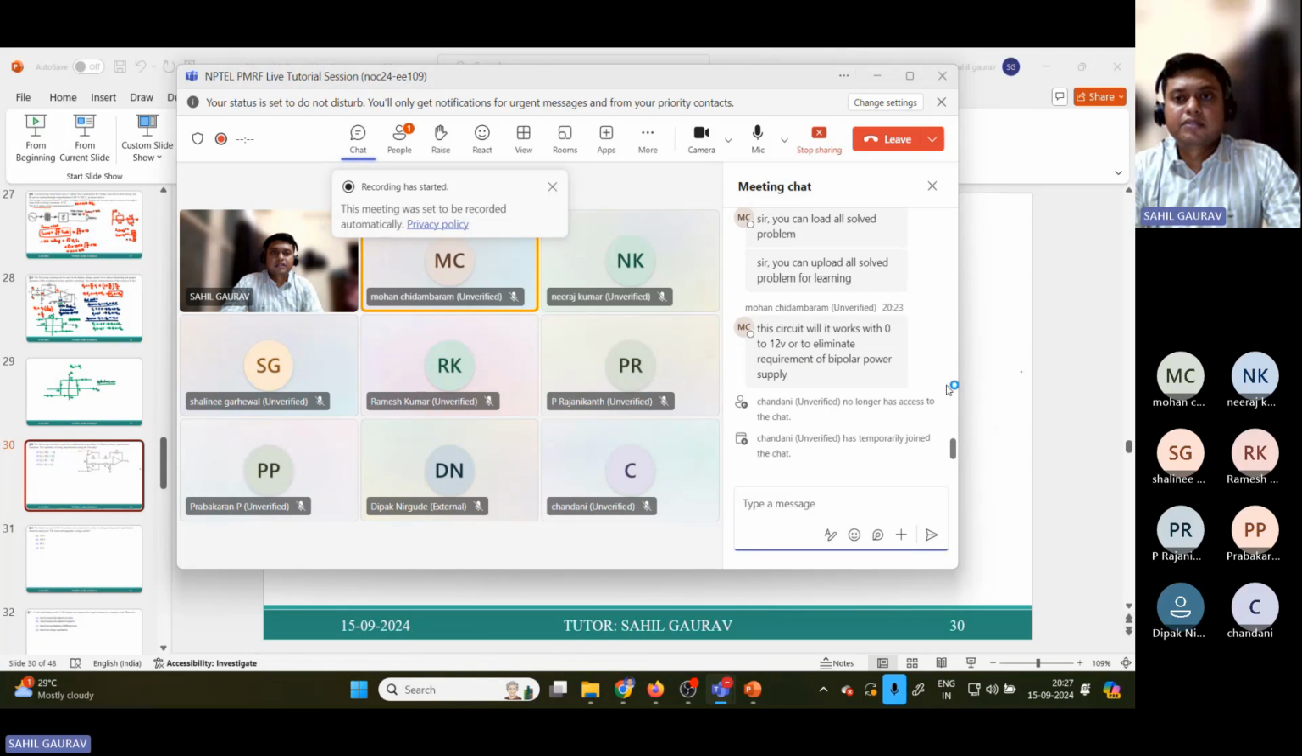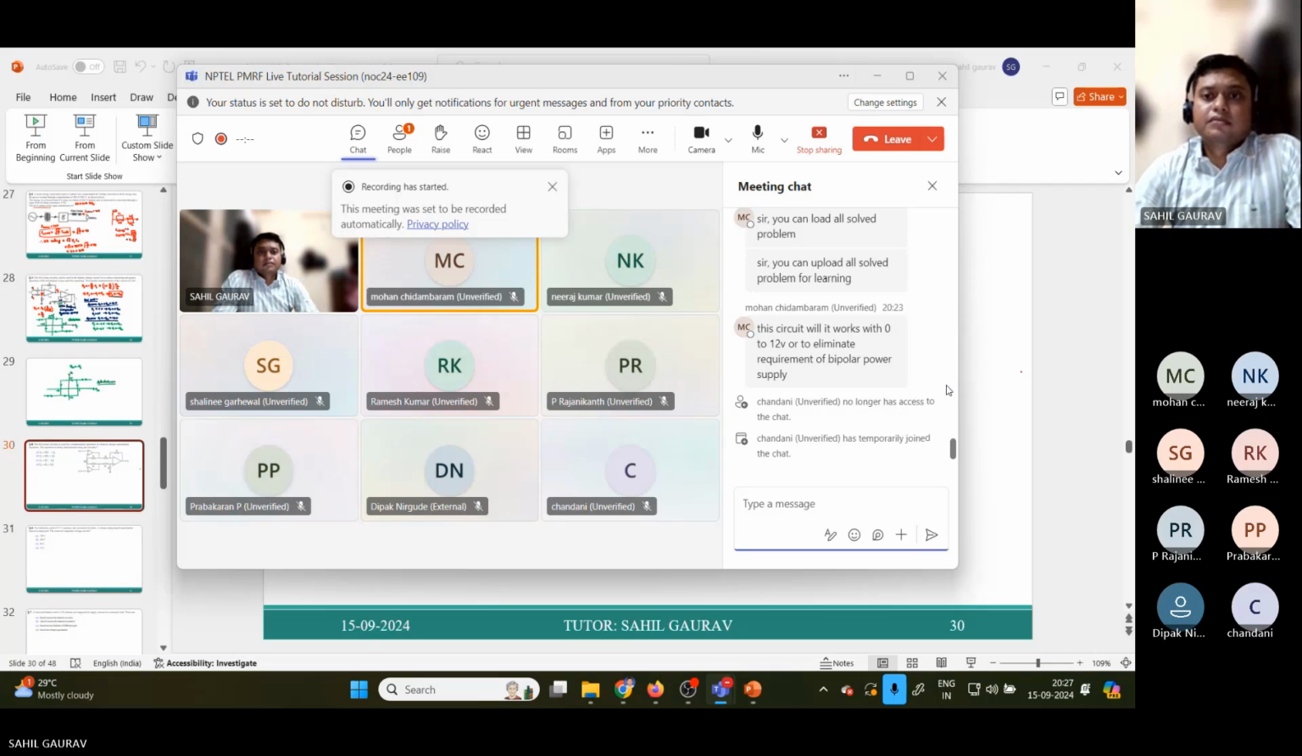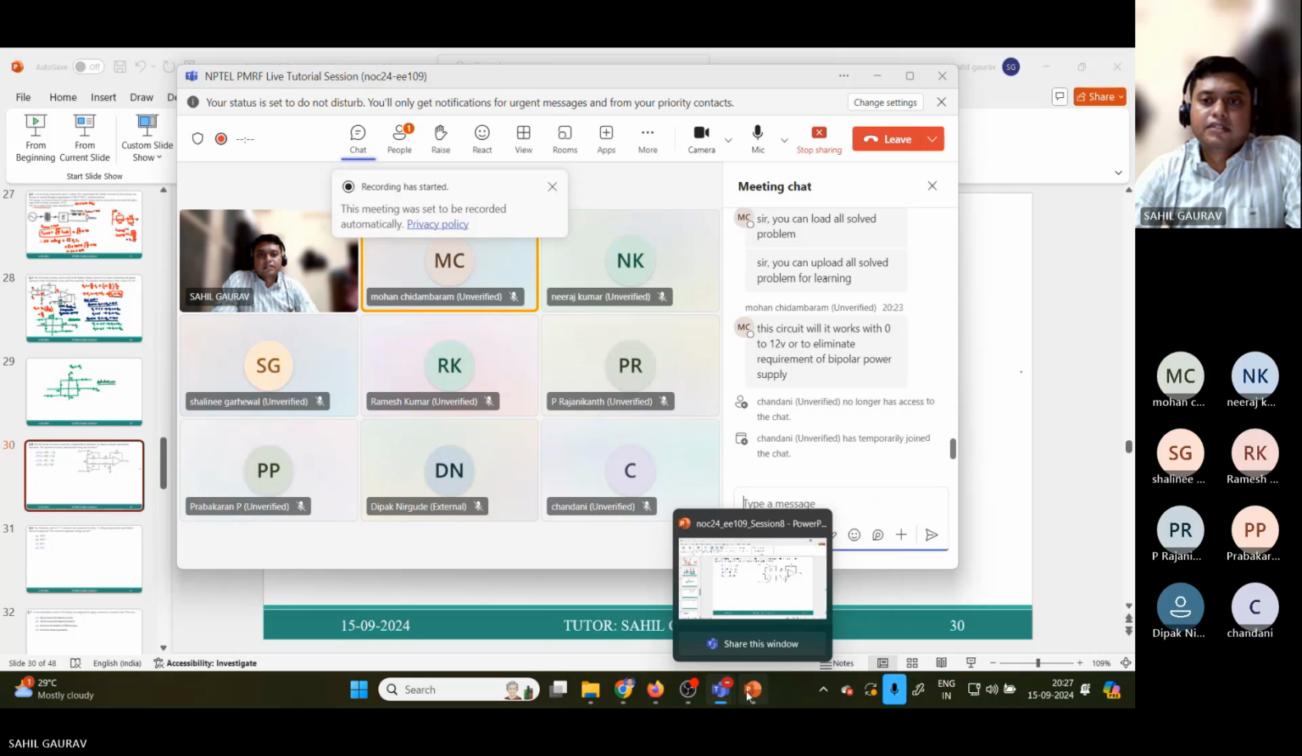This circuit operates with 0 to 12 volt, to eliminate the requirement of a bipolar power supply. Which circuit are you talking about, Chidambaram?